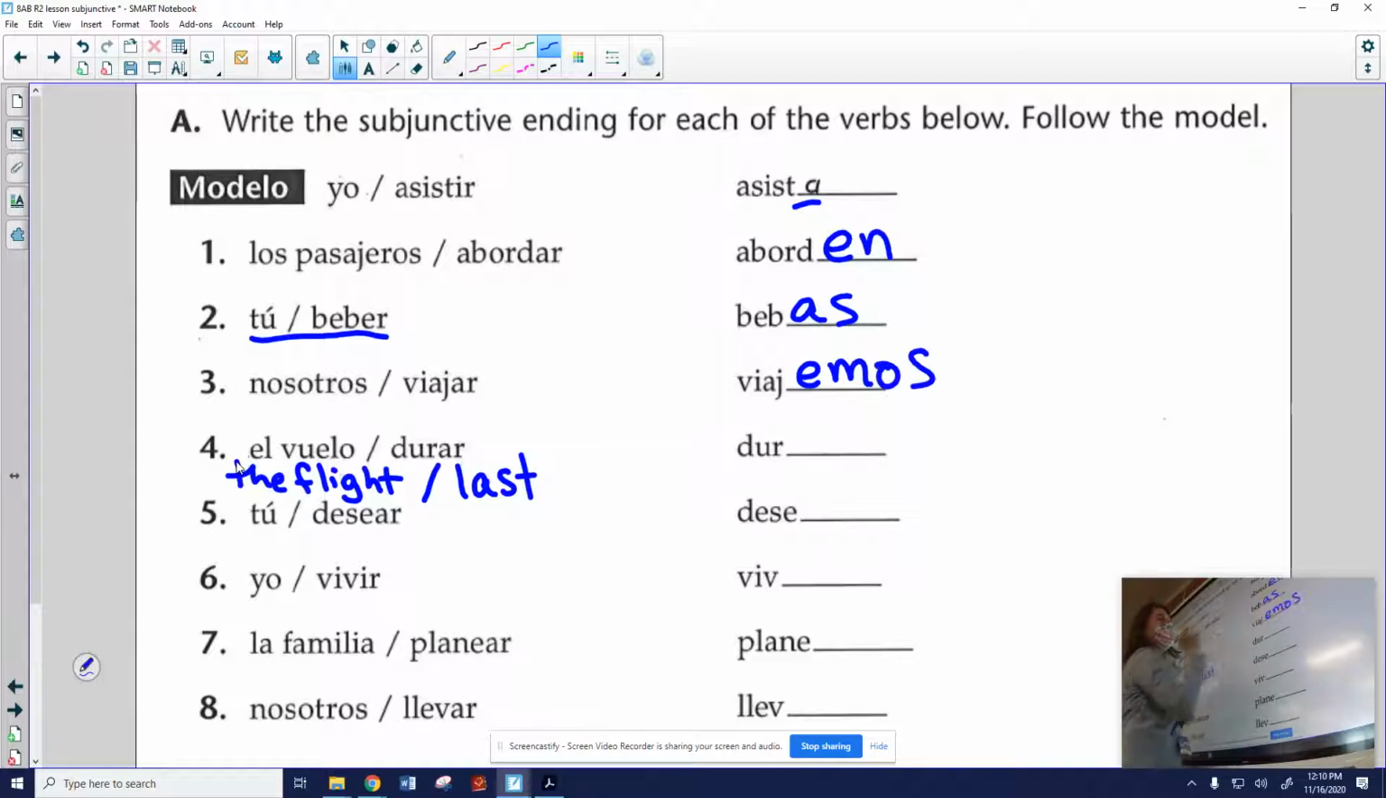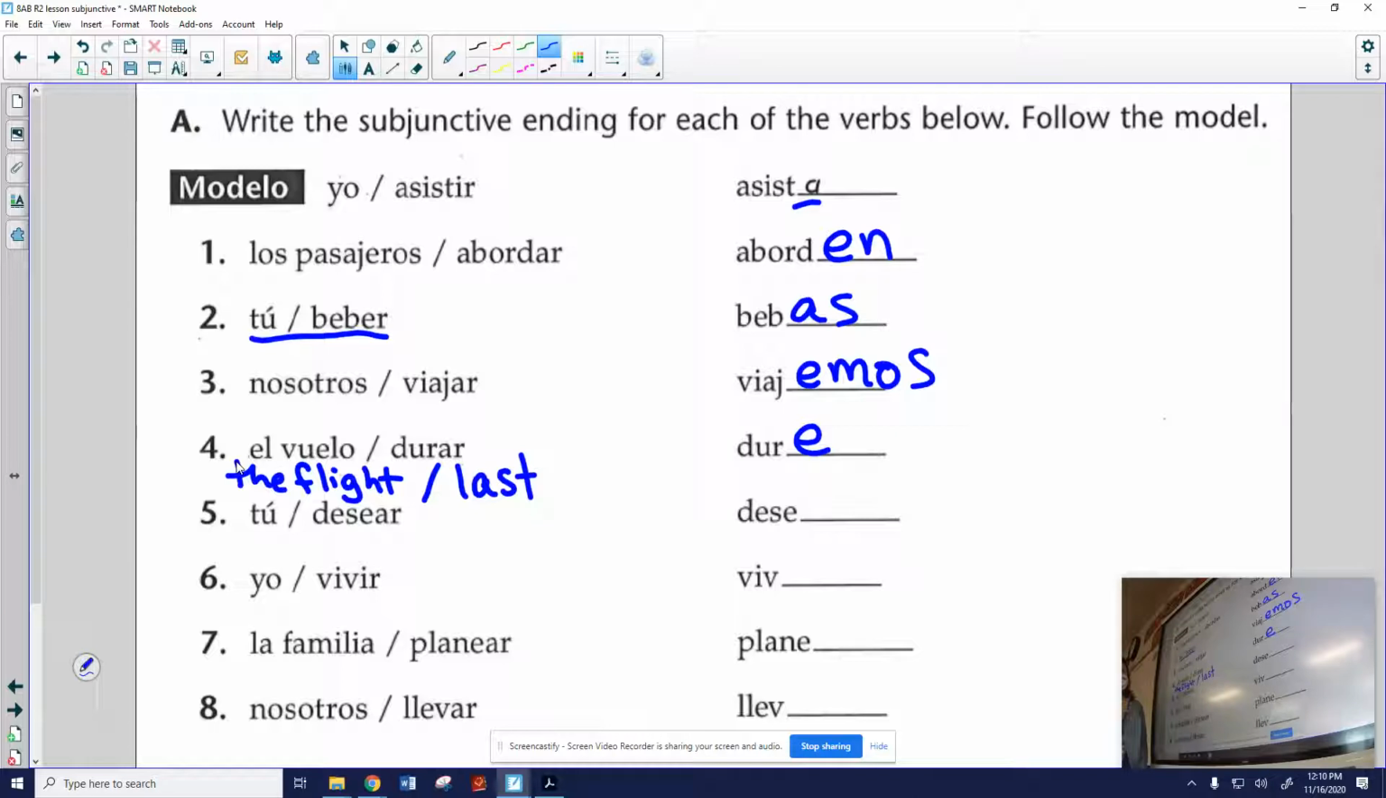Check your work. How did you do? Viajemos. The flight to last. The flight is an it. In English, he, she, and it go together. We're going to use the ella form of the verb. Durar means to last, so it would be dure.